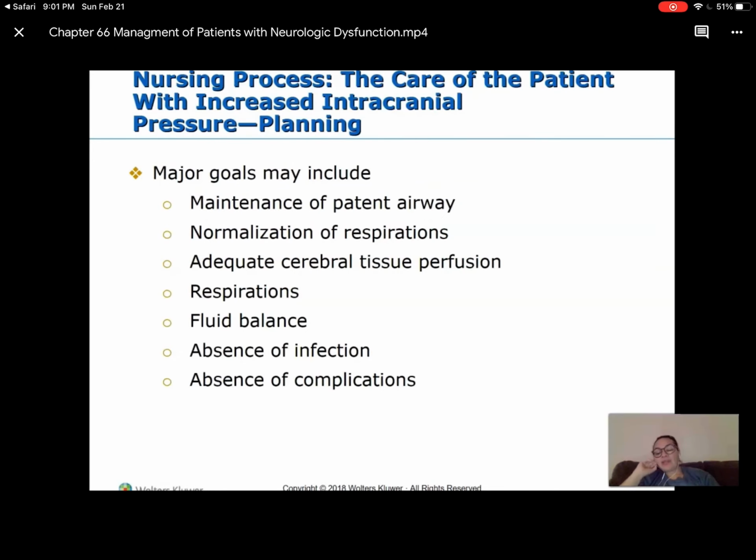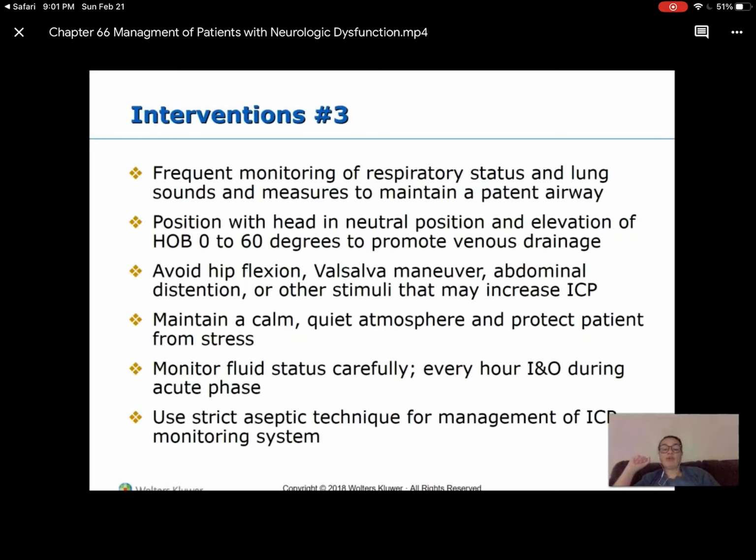Okay. So some of the care, some of the biggest priorities here, that airway, that respiration, fluid balance, infection here, adequate cerebral tissue perfusion, okay, respirations, and absence of complications. So what would be the complications? Contracture, skin integrity, DVTs, perfusion issues. We are controlling blood pressure. We are controlling heart rate. All right, interventions. Constantly monitoring respirations, head of bed to prevent any kind of aspiration, airway, 0 to 60 degrees to prevent venous drainage. So we don't only possibly have an ET tube in, we have the intracranial monitoring in.